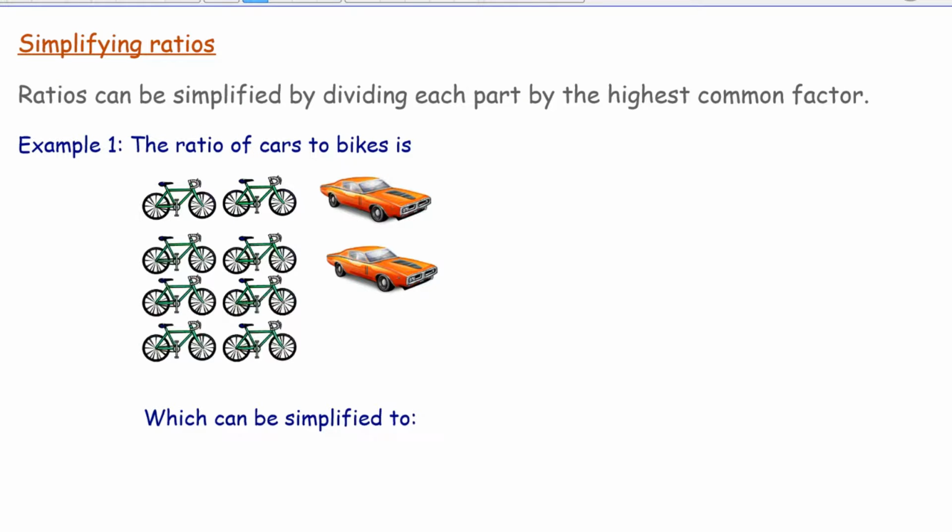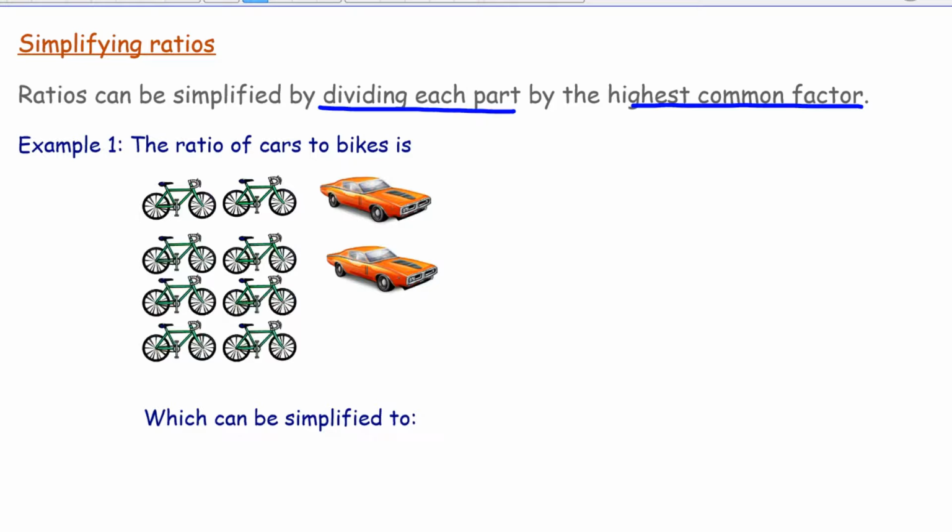We can simplify ratios just the way you simplify fractions. So ratios can be simplified by dividing each part by the highest common factor. So the same way you simplify fractions is the same way you can simplify ratios.